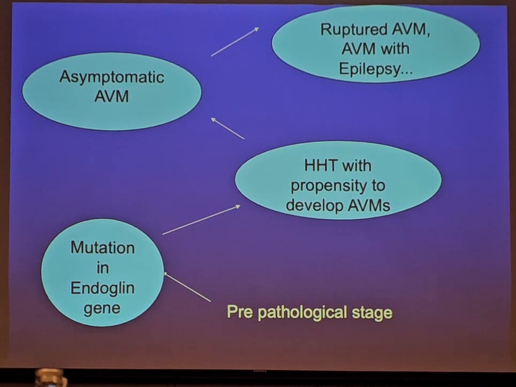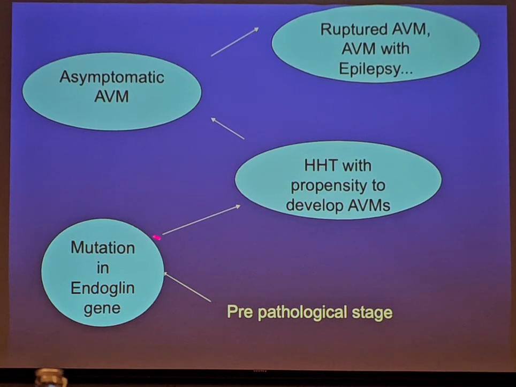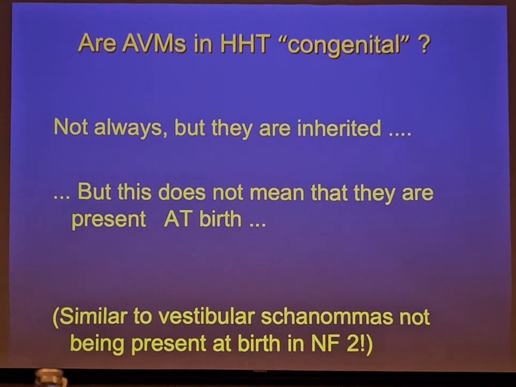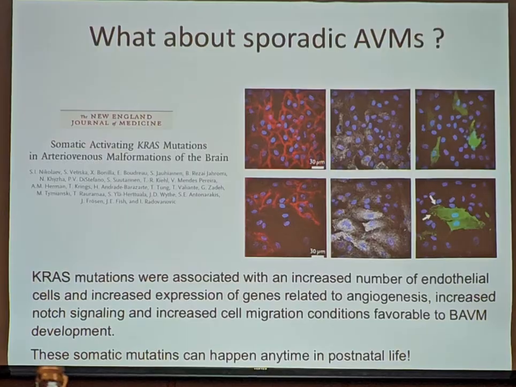So what I'm trying to tell you with this little excursus is, we are seeing patients here and here, and we are treating patients here and here, but we have to understand that we have the option at other, lower levels to already tackle these types of challenging diseases. So are therefore AVMs in HHT congenital? No. But they are inherited. This does not mean that they are present at birth, similar to vestibular schwannomas not being present at birth in neurofibromatosis.